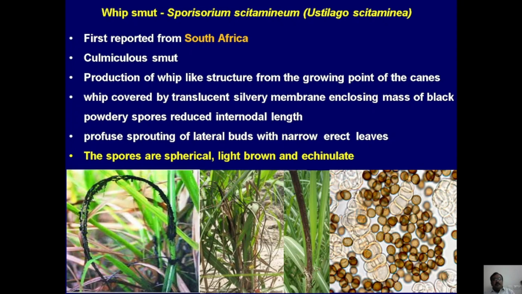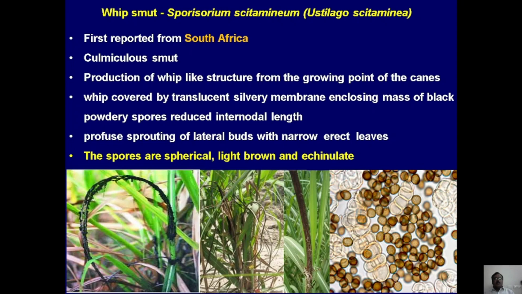Production of a whip-like structure from the growing point of the canes, which is covered with a translucent silvery membrane, which encloses a black powdery mass of smut spores. In the affected plants, the internodal length is reduced, and profuse sprouting of lateral buds with narrow erect leaves is also noticed in the affected plant.